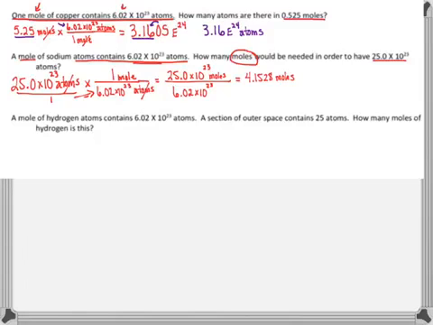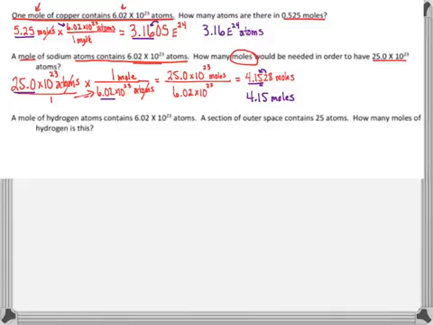Now again, I want to look at my significant figures. Here I have 3 significant figures, 3 significant figures. So I want my answer to have 3 significant figures. Here's my doubtful digit. My 2 does not affect my 5, so it'll remain as 4.15 moles.